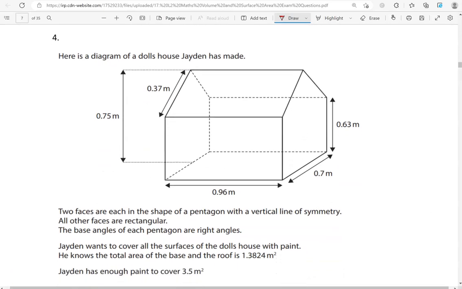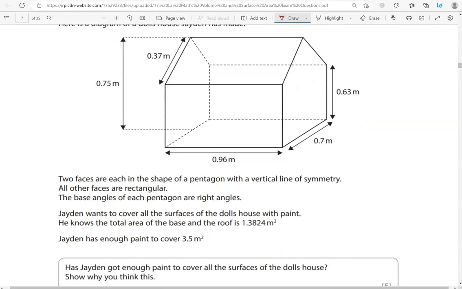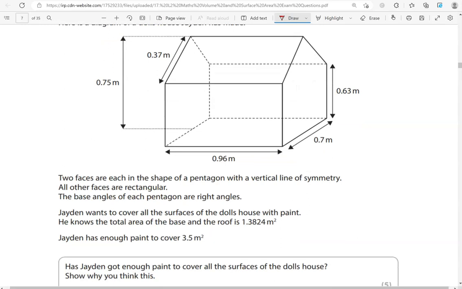Here is a diagram of a doll's house Jaden has made. 2 faces are each in the shape of a pentagon with a vertical line of symmetry. All of the faces are rectangular. The base angles of each pentagon are right angles. Jaden wants to cover all the surfaces of the doll's house with paint. He knows the total area of the base and the roof is 1.3824 square meters. Jaden has enough paint to cover 3.5 square meters. Has Jaden got enough paint to cover all the surfaces of the doll's house? Show why you think this.